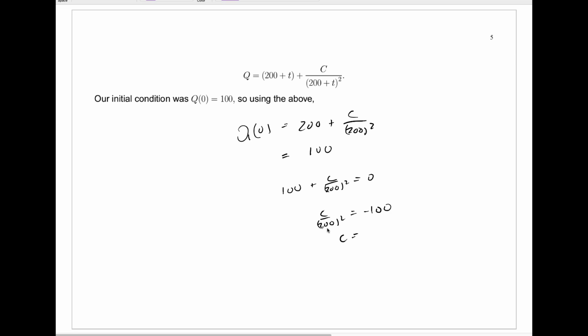200 squared is 40,000. C must be negative 40,000 times 100, which is 4 million. So here we have our actual function q of t, which tells us how much salt there is at any time t. It's (200 plus t) minus 4 million over (200 plus t) quantity squared. This will be valid for all times t greater than or equal to 0.